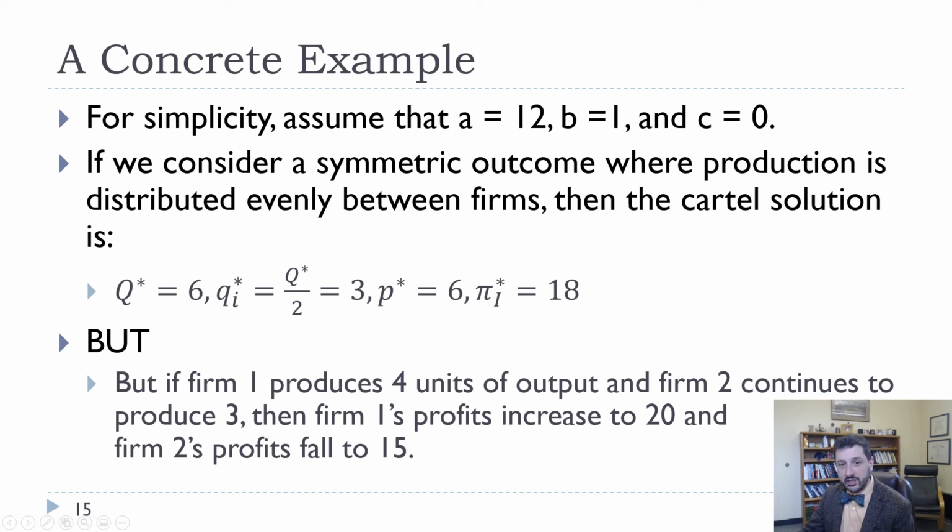But if we plug these numbers in and we allow firm 1 to produce 1 more unit while firm 2 continues to produce 3, so firm 1 is producing 4 and firm 2 is producing 3, then firm 1's profit increases to 20 and firm 2's profit falls to 15. So you can see total profits have fallen. They're down to 35 as opposed to 36, where they were each earning 18. But firm 1 has done better.